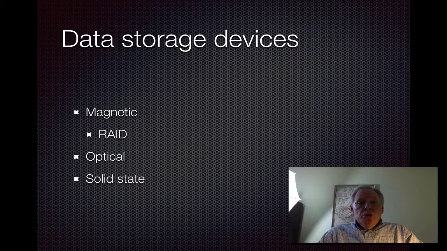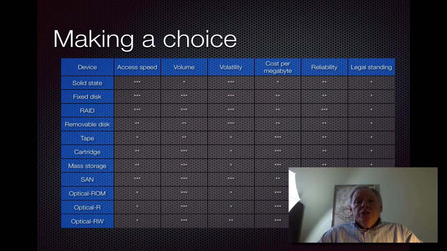This chapter introduces you to the various forms of data storage devices. We cover magnetic drives, the most commonly used data storage device in business, and in particular we look at redundant array of inexpensive disks. We also look at optical disk drives and solid-state disk drives, which are becoming more popular and starting to replace magnetic drives. The chapter concludes with helping you to make a choice of the particular device that you want to use, dependent upon the purpose of the application.